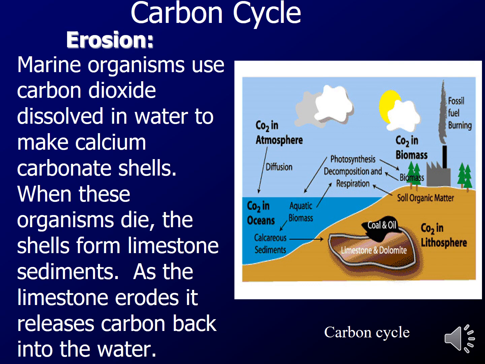In erosion, marine organisms use carbon dioxide dissolved in water to make calcium carbonate shells. When these organisms die, the shells form limestone sediment. As the limestone sediment becomes exposed, it erodes, thereby releasing carbon back into the water.